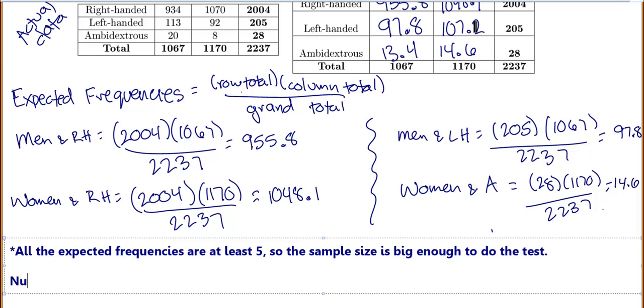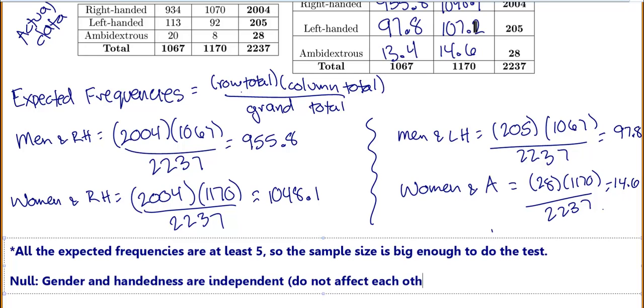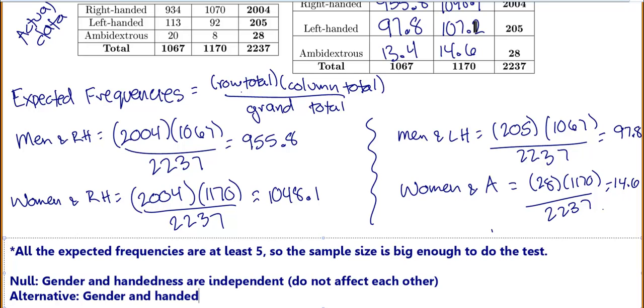Now for our null and alternative hypotheses. The null will always be that your two variables are independent, or that they don't affect each other. So the null here will be that gender and handedness are independent. So they do not affect each other. The alternative is that gender and handedness are dependent, meaning that they do affect each other.